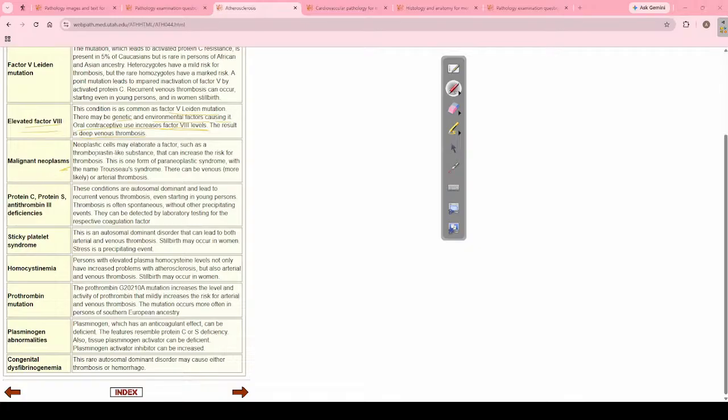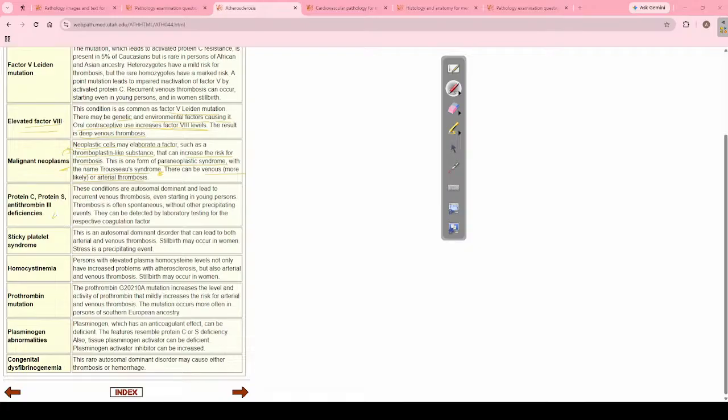Then we have malignant neoplasm, where neoplastic cells elaborate a factor such as a thromboplastin-like substance. It can increase the risk for thrombosis. Okay. And a form of paraneoplastic syndrome, the name is Trousseau syndrome. It can be venous, which is more likely, or arterial thrombosis. Malignant neoplasm, Trousseau syndrome, thromboplastin-like substance.